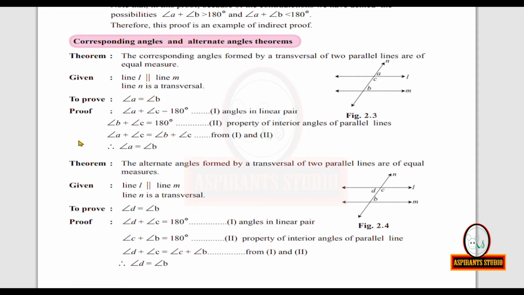Now look at the right hand side. 180 degrees and 180 degrees you are having. So the right hand sides are equal, so left hand sides are also equal. So measure of angle A plus measure of angle C is equal to measure of angle B plus measure of angle C from equations 1 and 2. Therefore, measure of angle A is equal to measure of angle B. Hence, we have proved that the corresponding angles formed by a transversal of two parallel lines are of equal measure.